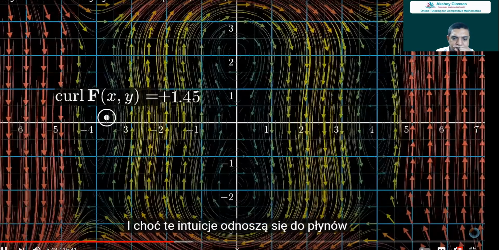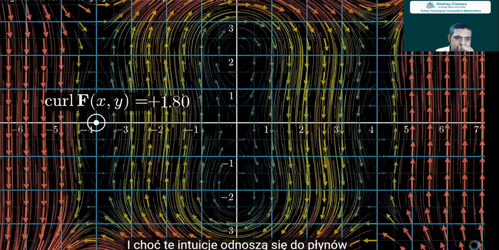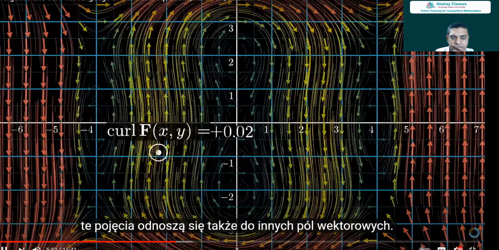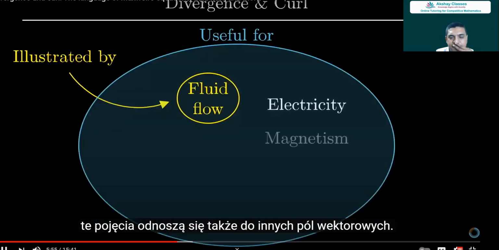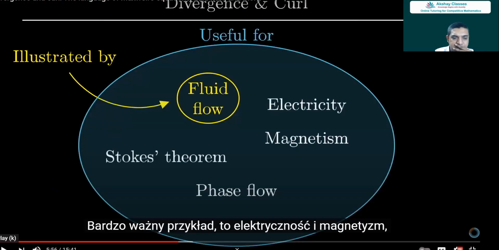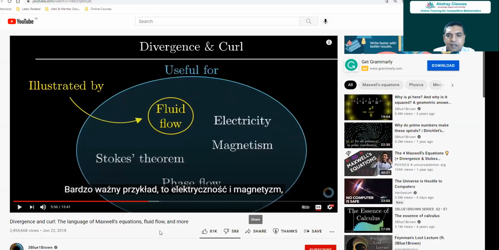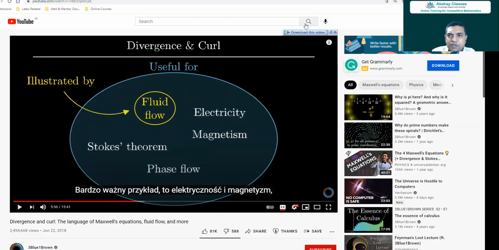As I said, even though these intuitions are given in the context of fluid flow, both of these ideas are significant for other sorts of vector fields. One very important example. So this was curl.